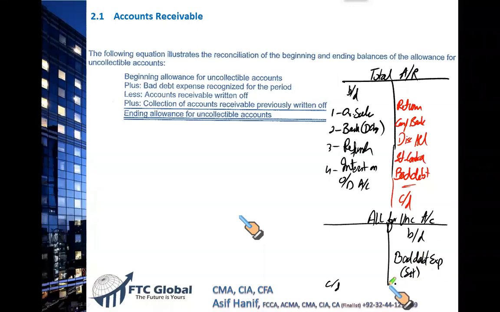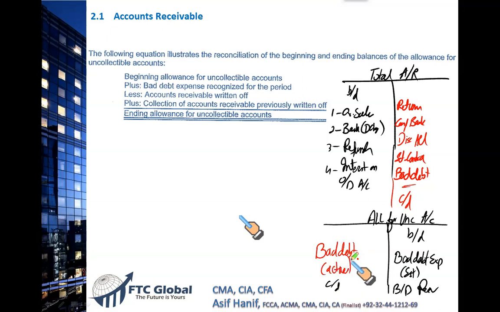Any bad debt you recover, bad debt recovered, appears here. Why does it appear here? Because we just saw the entry. When a bad debt is recovered, we debit cash, credit the allowance account. The actual bad debt, the customers who do not pay us, that appears here. Bad debt actual.